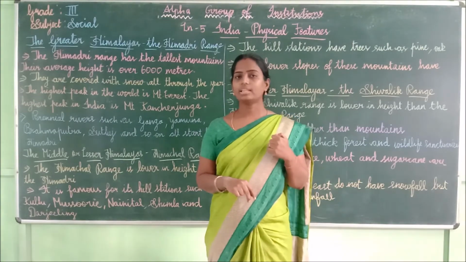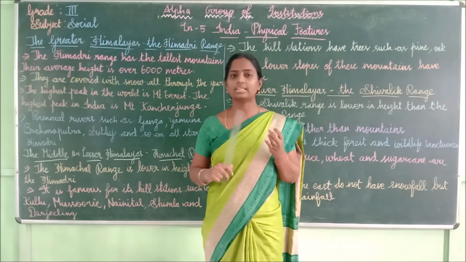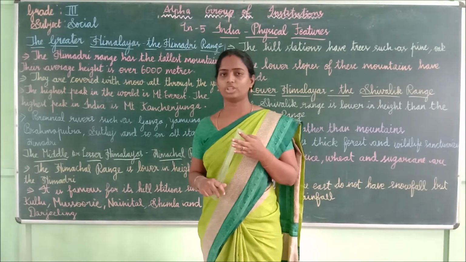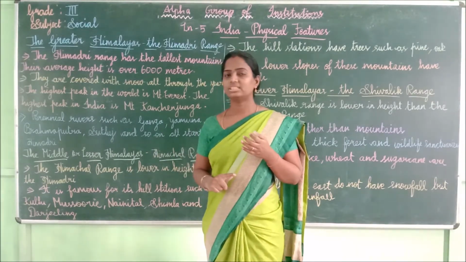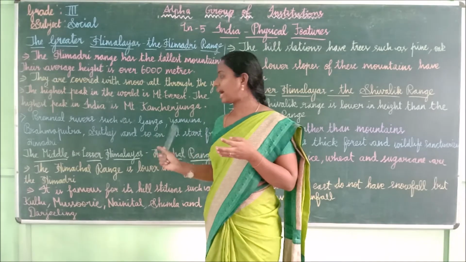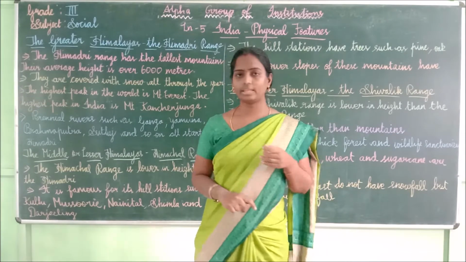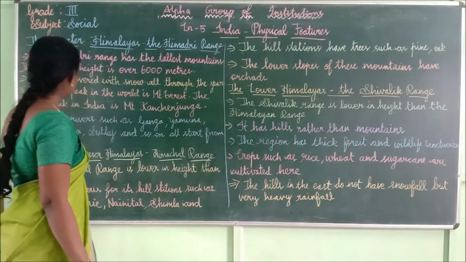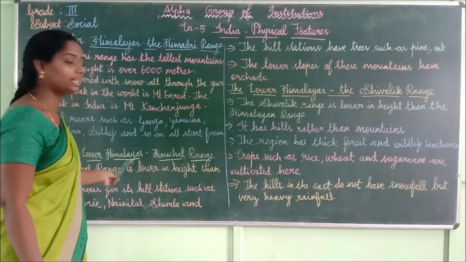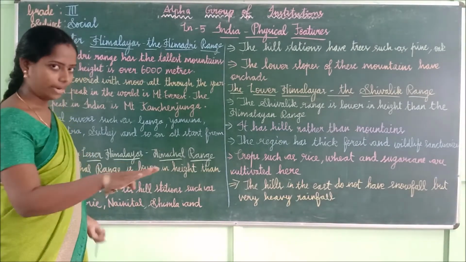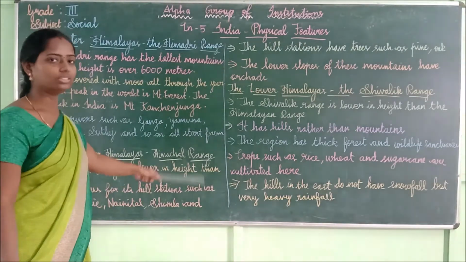And what about the rivers? They said Ganga, Yamuna, Brahmaputra. There are so many rivers, children. They said only four such rivers here, which start from Himadri. Next one we are going to discuss is the middle or lesser Himalayas. So it is the Himachal Range. I said it right, the middle one is the Himachal Range.